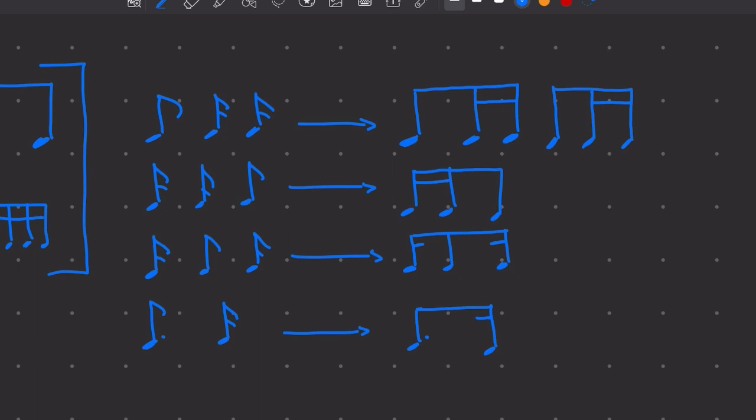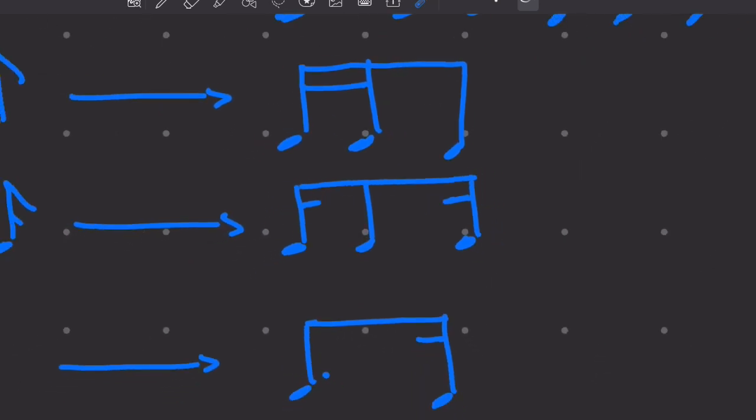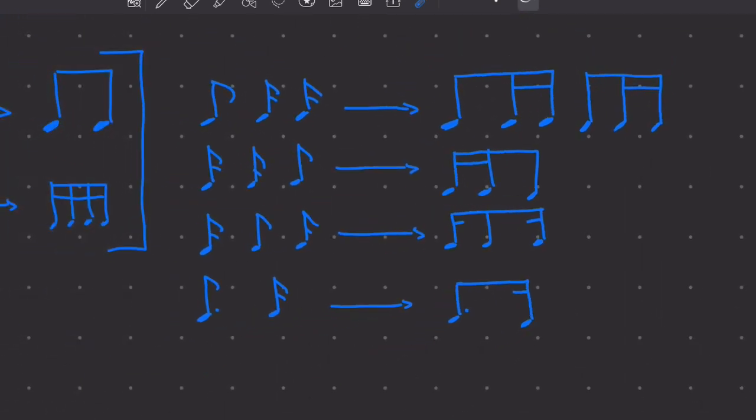So you can see that for each of these examples where I've split up my 16th notes, I only use a small portion of the beam at the top here. So just a small piece. All right, so that's how we group 8th notes and 16th notes when beaming. This is, of course, only part of your challenge in exercise 8.